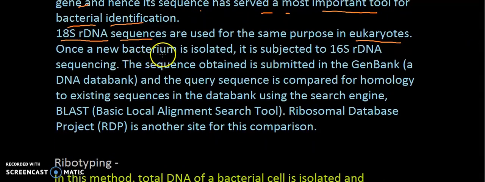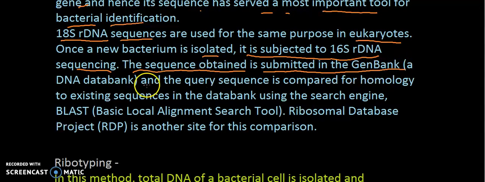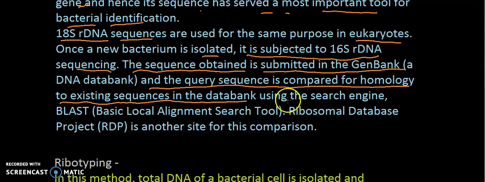Once a new bacterium is isolated, it is subjected to 16S rDNA sequence analysis. Along with the other morphological and biochemical identification tests that are available, this is also carried out parallelly. The sequence obtained after 16S rDNA sequencing is submitted in a data bank, that is GenBank, or DDBJ, the DNA Data Bank of Japan, or EMBL. The new sequence, that is the query sequence, is compared for homology with the existing sequences in the data bank.